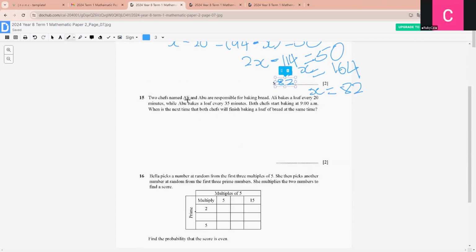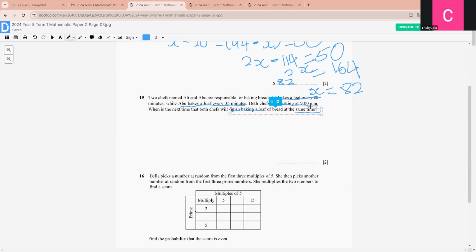Next question. Two chefs named Ali and Abu are responsible for baking bread. Ali bakes a loaf every 20 minutes, while Abu bakes a loaf every 35 minutes. Both chefs start baking at 9 a.m. What's the next time both chefs will finish baking a loaf of bread at the same time?